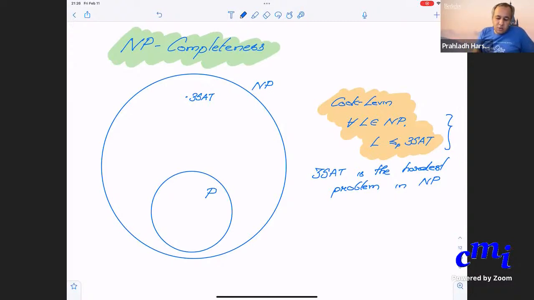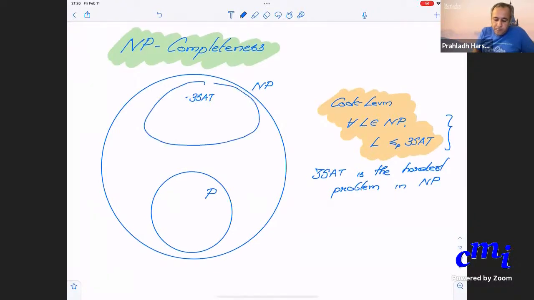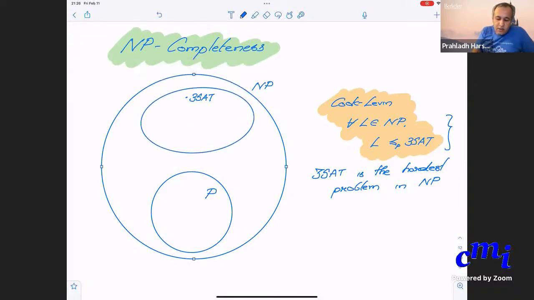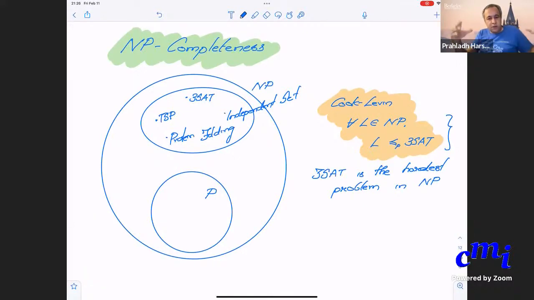And then there was a whole theory in which there was not just one problem, but several other problems. You might have heard about these problems, like the traveling salesperson problem, independent set, protein folding. Several of these problems were all shown to be what are called NP-complete problems. So all of these problems are sort of the hardest problem. Even if you solve one of them, you will solve all of them. And in fact, NP collapses to P.